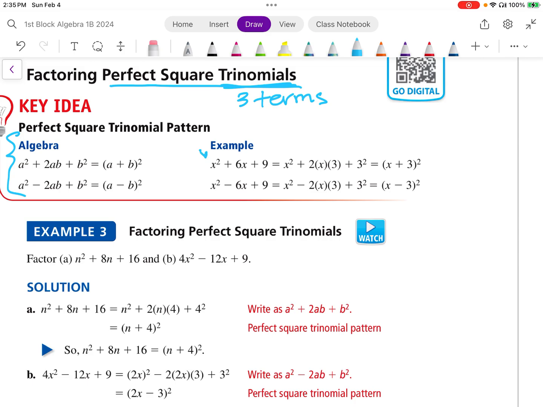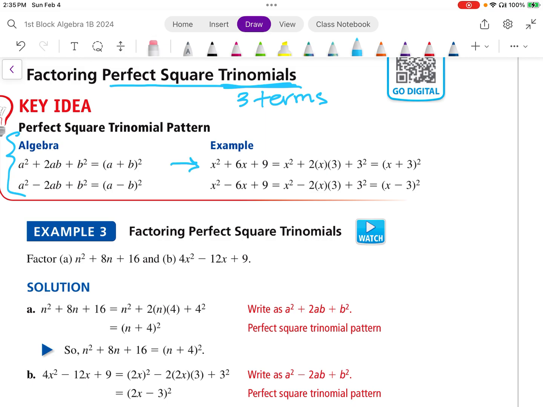Is our first term a perfect square? Is our third term a perfect square? And if we add the square root of our last term to itself, will we get the middle term? So we're looking for the square root of the last term, and if we add that to itself, will we get the second term? So, for example, we look here, x squared plus 6x plus 9.